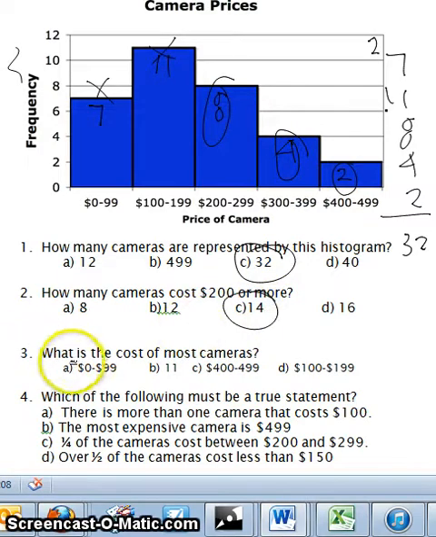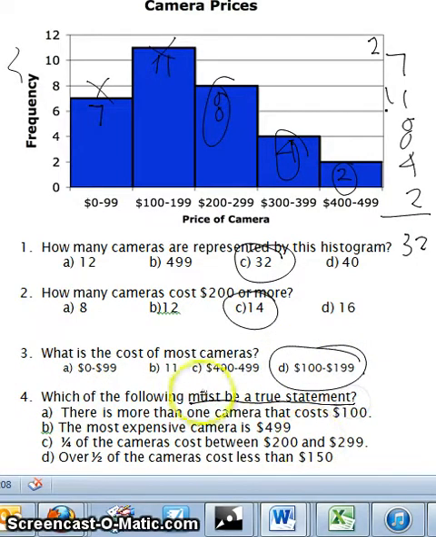Number 3, what is the cost of most cameras? Well, most cameras fall into this category. How do I know? Because it's the highest. It has the most cameras in it. So the cost of most cameras is between $100 and $199. So it's D.